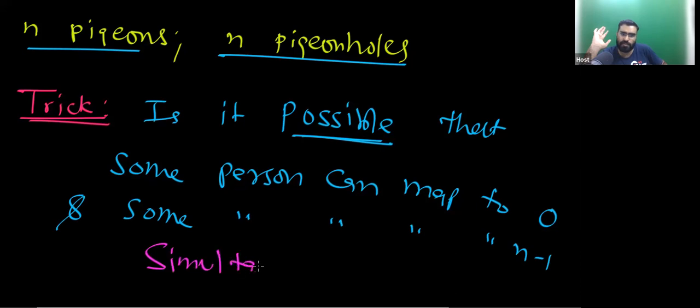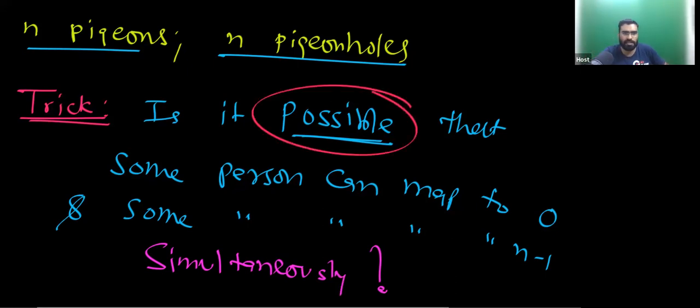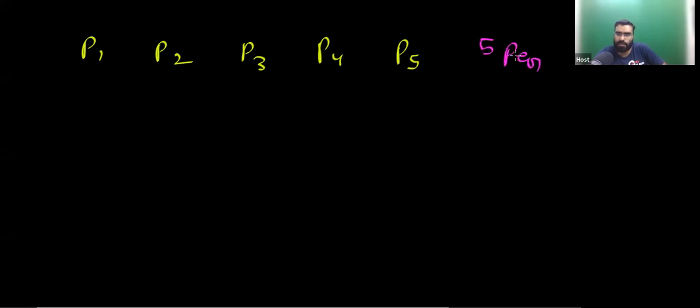Simultaneously, is it possible? Just ask this question to yourself. Is it possible that some person is not shaking hands with anyone and some person is shaking hands with everyone else? Is it possible simultaneously? A very interesting question. See what I'm saying. I am saying that you have a total of 5 people: P1, P2, P3, P4, P5. These are the 5 people.